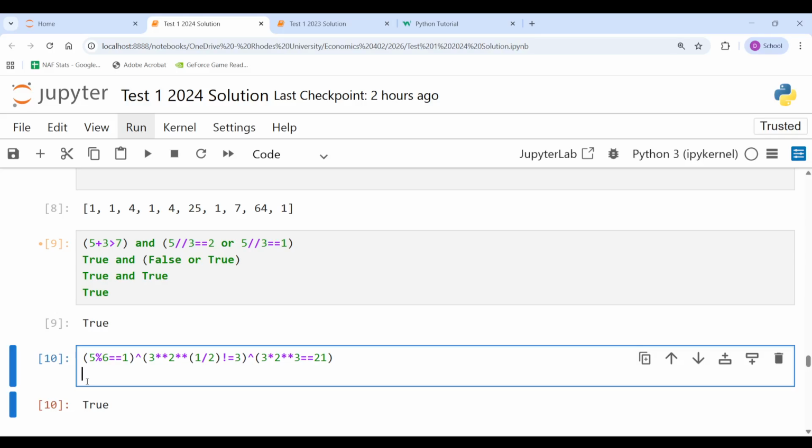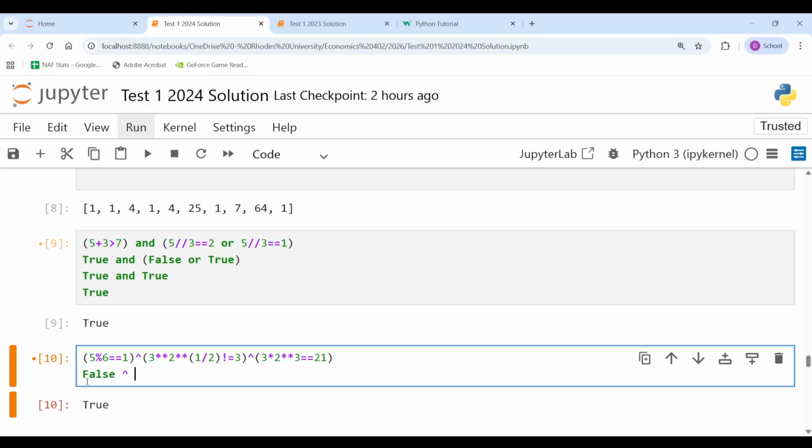One of them has to be true, and both of them have to be true. What is 5 modulus 6? 5. Right? So that is false. Then we have XOR. What is 3 to the power of 2 to the power of a half?